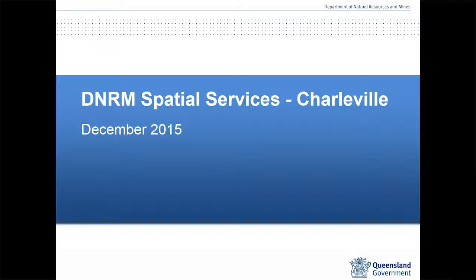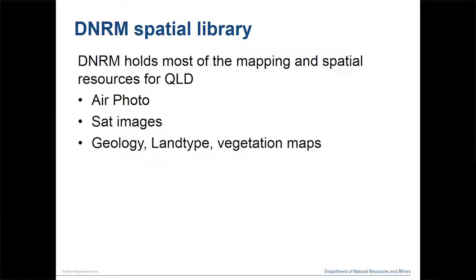I think this first statement is true, that we hold most of the mapping and spatial resources for Queensland. If we don't hold it, we know where to get it, basically. So we have great access to spatial stuff. That's air photos, sat images, geology, land type, vegetation maps. What a lot of people don't know is there's a library in Brisbane in Woolloongabba that has immense amounts of air photos all over Queensland from all different years.